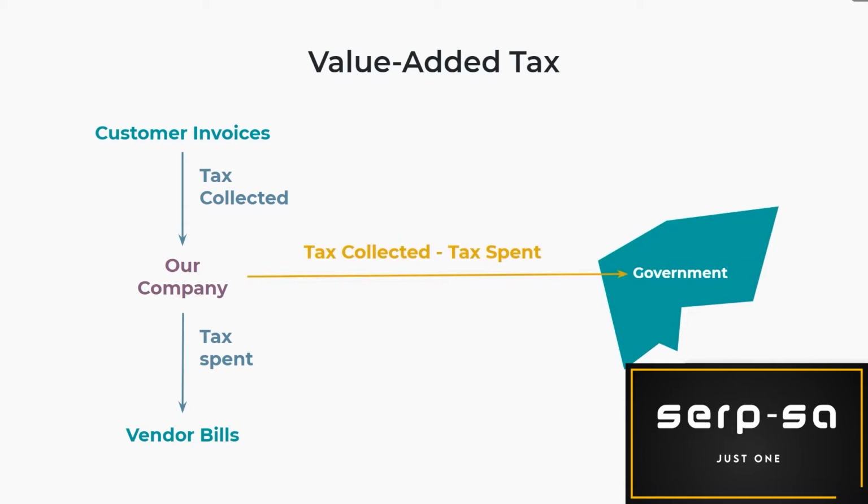For example, at my company, Stealthy Wood, we paid $6 of VAT in total to our suppliers, and we collected $10 from our customers. We will give $4 of this amount to the government. So let's see how this works in our Odoo database.